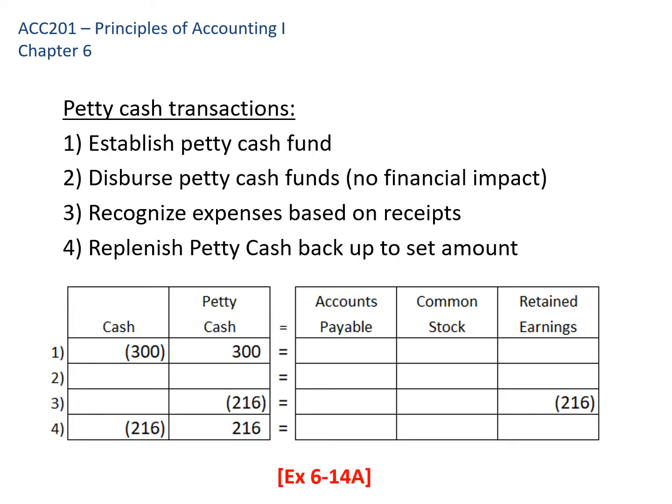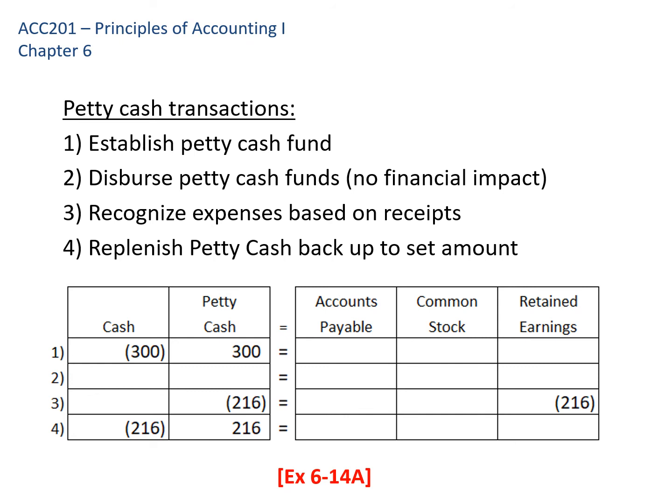So here's an example in the transaction grid. The first transaction there, we establish the petty cash fund. Take cash out of our checking account, put it into that locked metal box. Now during the month, we disperse petty cash funds. If someone wants to buy pizza for the staff, we give them 20 bucks, all of that happens. And we don't record anything at that point. So there's no transaction recorded for step 2 there.